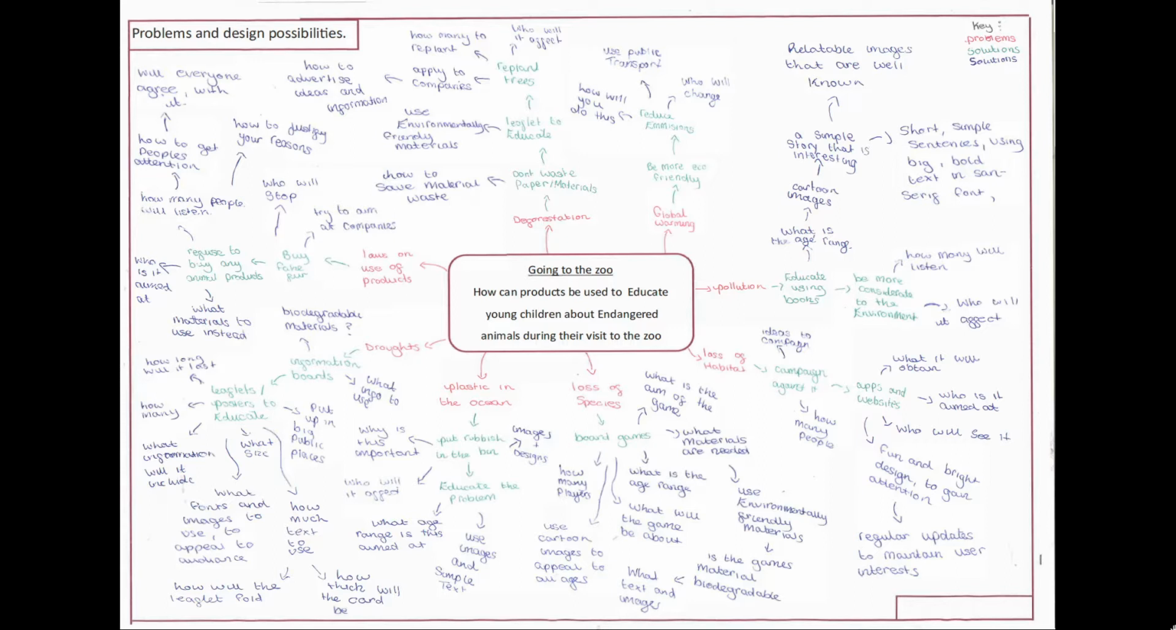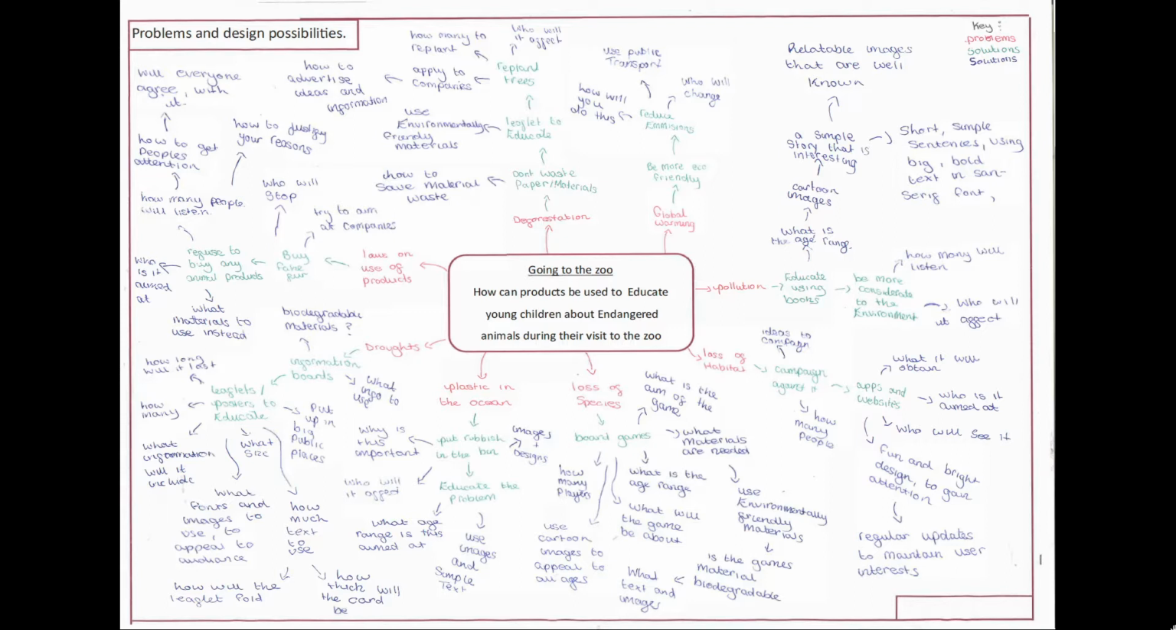This whole analysis section at the beginning of this person's folder, this person's context, got full marks. So this page being the first part of that section. So this was good. This was kind of a top marks way of doing it. What they've done is they've put their context in the centre. So the problem they had to solve was how can products be used to educate young children about endangered animals during their visit to the zoo.